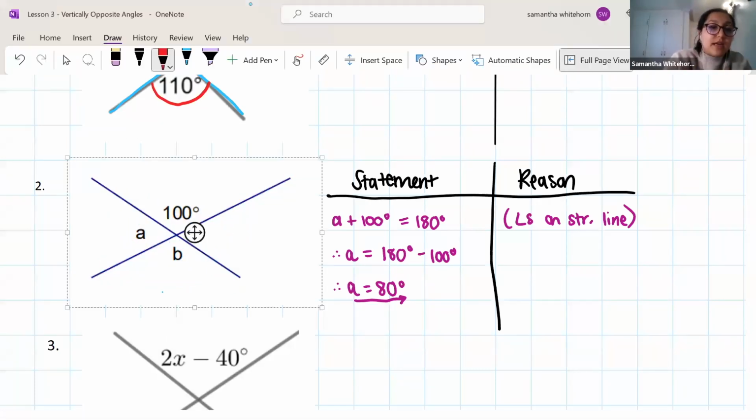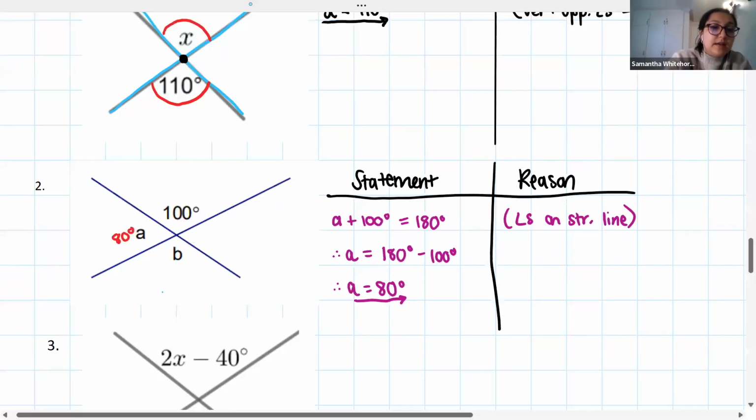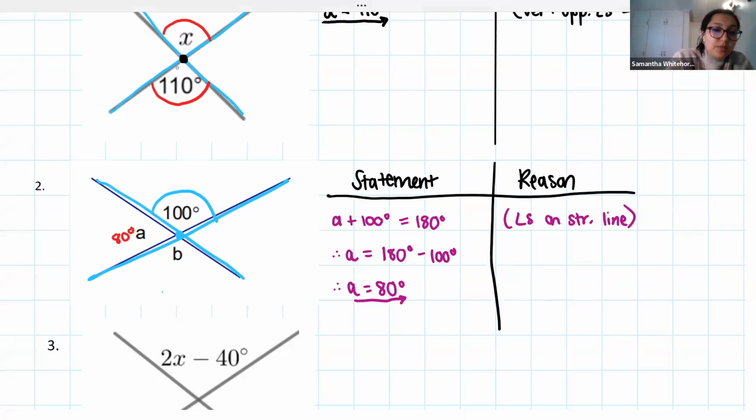Right, so I know that A is 80. I can very clearly see that my lines form that cross shape with that middle vertex. And so what that means is that the angles opposite each other are equal. B and 100 are opposite each other at the point where the lines cross. So nice and easy, B is equal to 100 degrees because of vertically opposite angles.